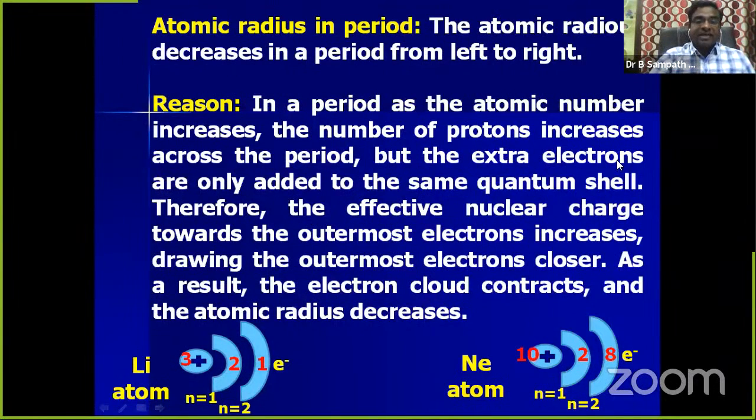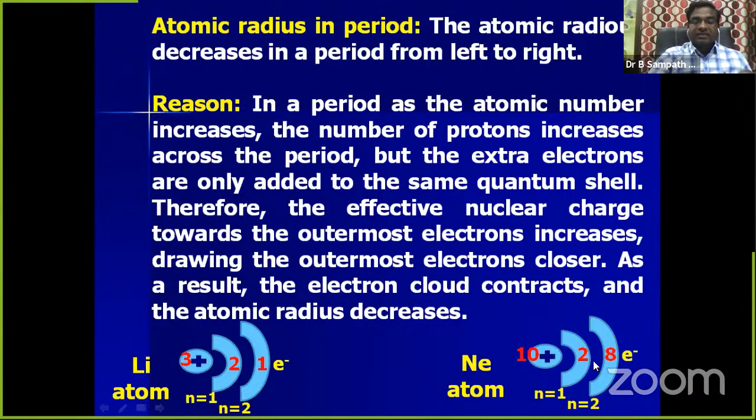But the extra electrons are only added to the same quantum shell. See children, at the starting of the period, that is in lithium, in the valence shell, 1 electron is there. The electronic configuration is 2 and 1, because atomic number is 3. So 3 protons and 3 electrons are there. In the first orbit 2 electrons, in the second orbit 1 electron.